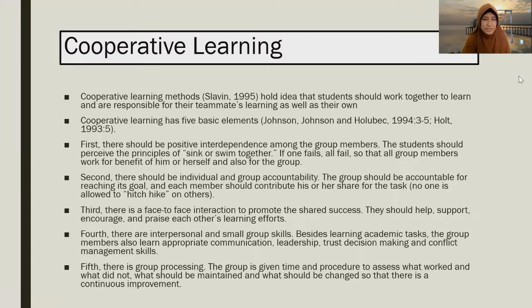The first is there should be positive interdependence among the group members. And then the second, there should be individual and group accountability. The third one, there is a face-to-face interaction to promote the shared success. The fourth, there are interpersonal and small group skills. And the fifth, there is group processing.